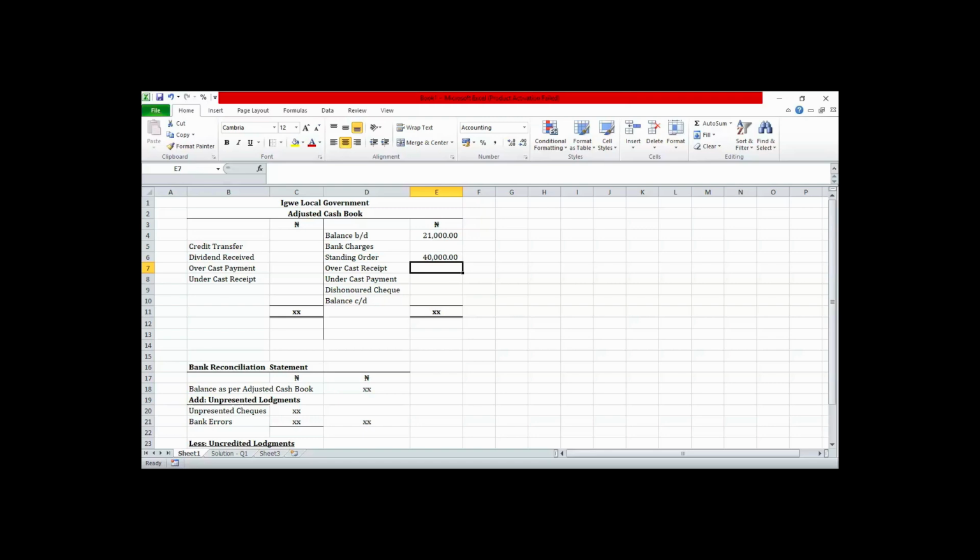A check valued 168,000 paid into the bank on 28th June 20XX was not credited until 3rd July 20XX. That is an uncredited check. Okay.